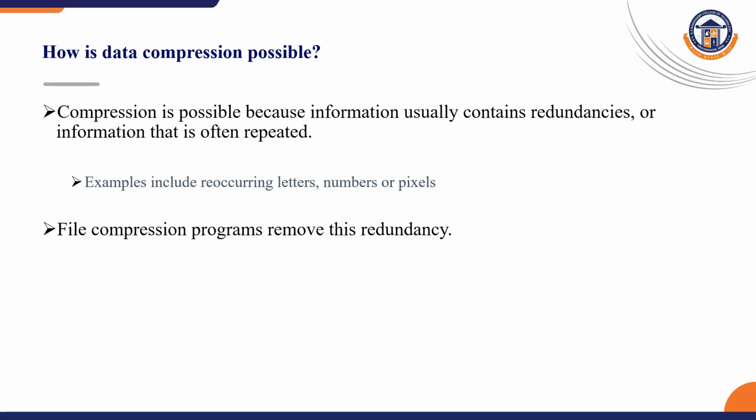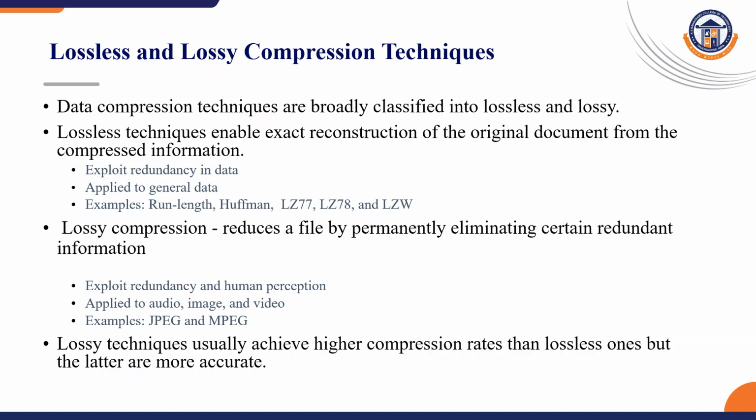So mainly data compression is used to reduce the storage area and the transmission and reception power. So how is data compression possible? The information usually contains redundancies, or information that is often repeated. For example, reoccurring letters, a number of similar pixels or the same intensity level of pixels. So the file compression program removes this redundancy. By reducing the redundancy, data compression is possible.